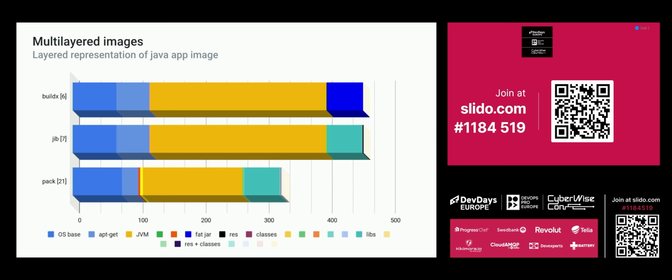In Jib, we don't have a jar. We have the Java code separated into 2 layers. There's a libraries layer and a very small one, the application layer, so the actual classes of the application. Then we have pack, which introduces the buildpack approach, which introduces 21 layers. Some of them are really small. Of course, the biggest part of it is the JVM, the JRE. But again, we still have libraries separated from the code of the application, and there's also a special layer for resources, like Java resources, plus some other stuff that is a part of the features of pack.